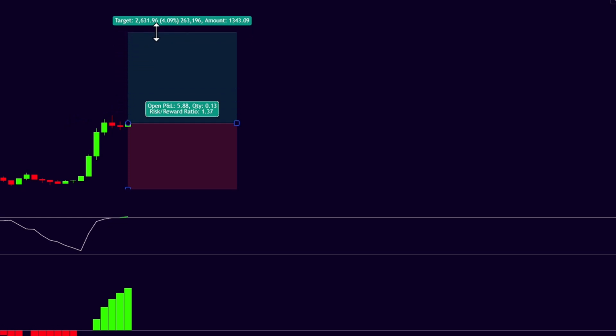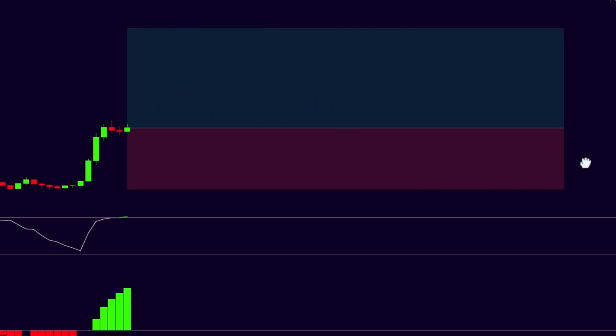Place the stop loss just below the recent swing low to manage risk and aim for a 1.5 to 1 risk to reward ratio, targeting $1.50 for every $1 risked.